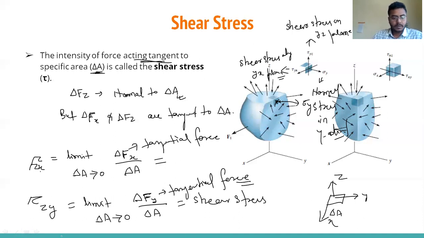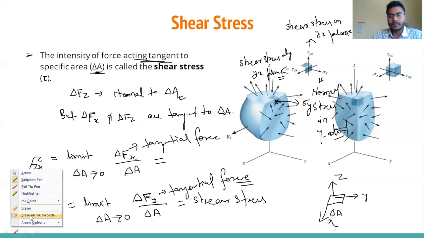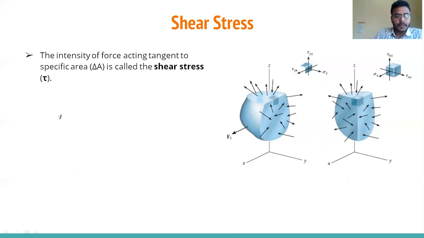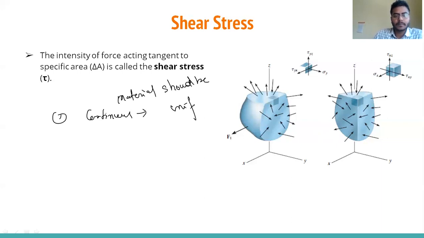There are two assumptions for this theory. And what are they? First, that materials should be continuous. It means material should be uniformly distributed, right? And the second assumption is cohesive.